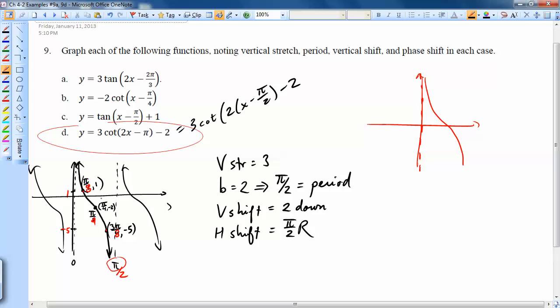Let me just double check to make sure all that works. And it does. Good. All right. Okay. Hope that helps some. And this is going to be similar to several of the homework problems as well. All right.